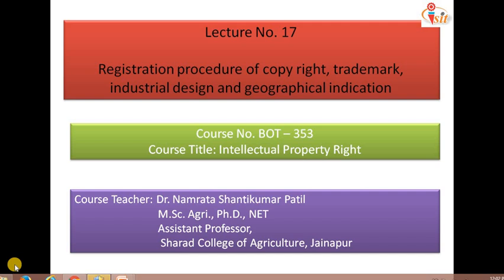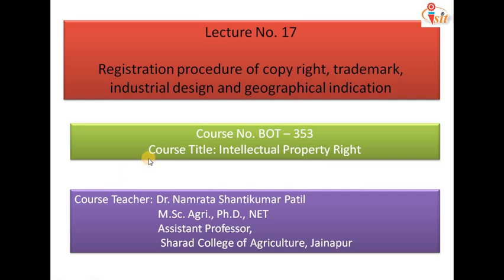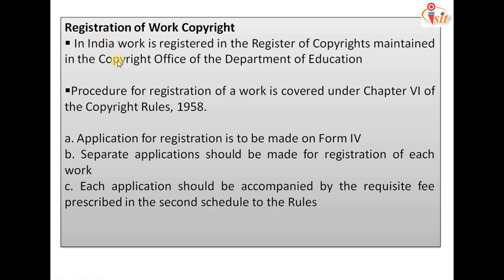So in this chapter we are dealing with the different procedures by which we can register a copyright, trademark, industrial design and geographical indication. So, the registration of work of the copyright. See here, the registration of the work of copyright.